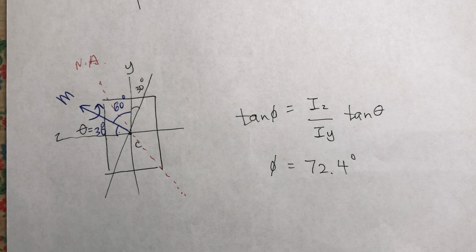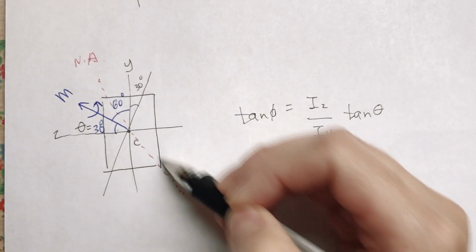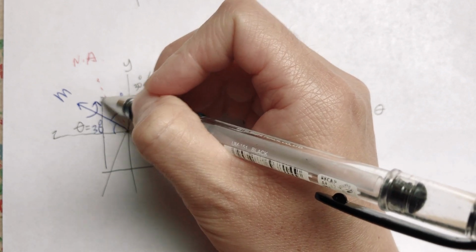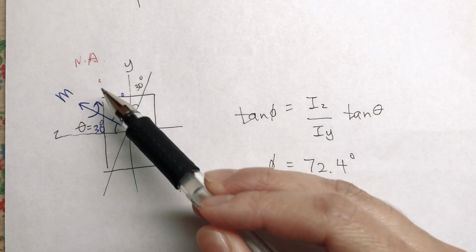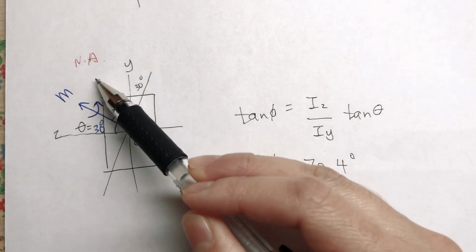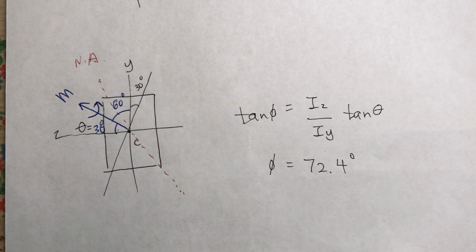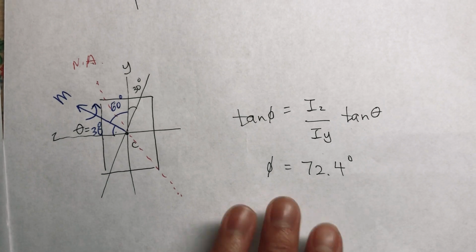Okay, and we are on slide 18. So this is visually the neutral axis. This angle is 72.4 degrees. This is where there's not going to be deformation in that cross section. Okay, so that's the end of that sample problem.